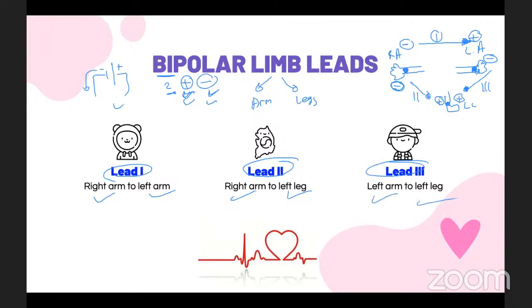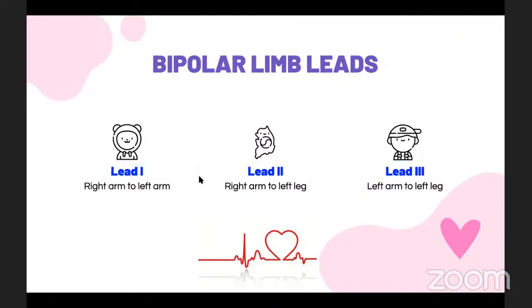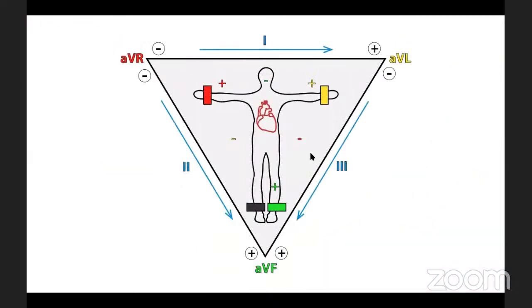To simplify it more, and my drawing sucks, so I'm going to go to the next slide, giving you a better picture. Sorry for the bad drawings. This is a way better picture. Ignore AVR, AVL, AVF for now. I'll tell you about them in a minute, but we'll just look at lead 1. Lead 1 moves from where to where? The right arm to the left arm. Has to be from negative, because right arm, there's no heart, so negative, perfect. Left arm, there's a heart, positive, perfect.